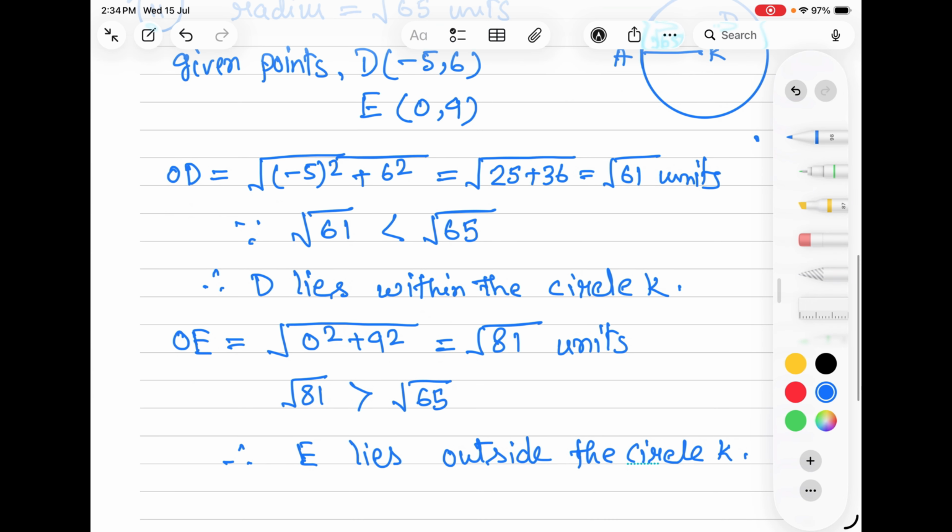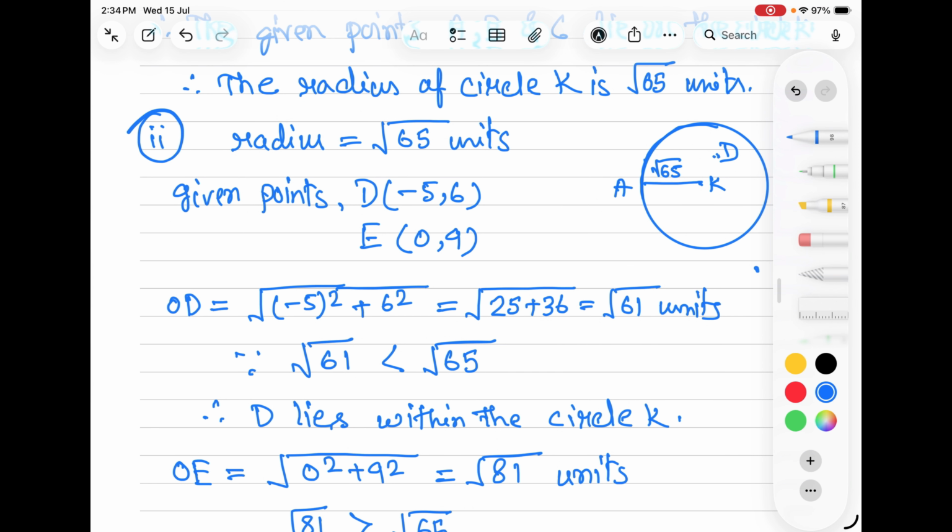Okay. So what you have to remember: if the distance of the given point from the origin is greater than the radius, then it is lying outside the circle. If it is less than the radius, then it is lying within the circle.